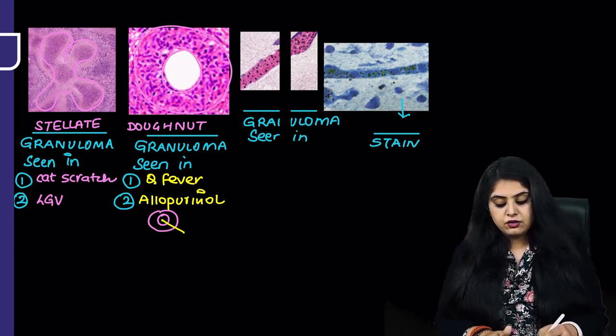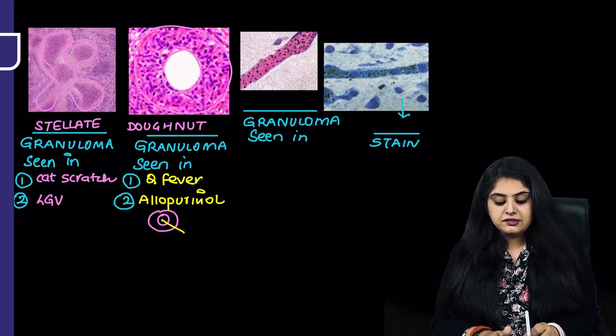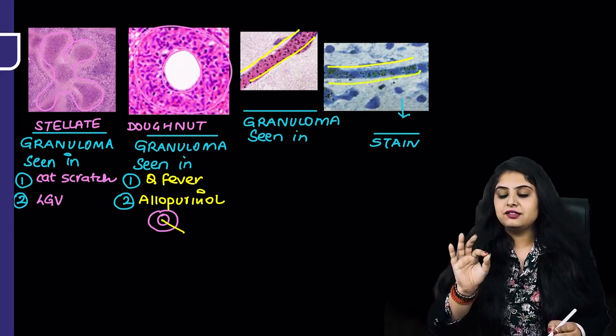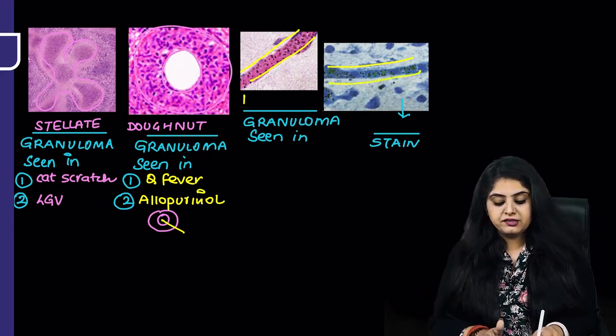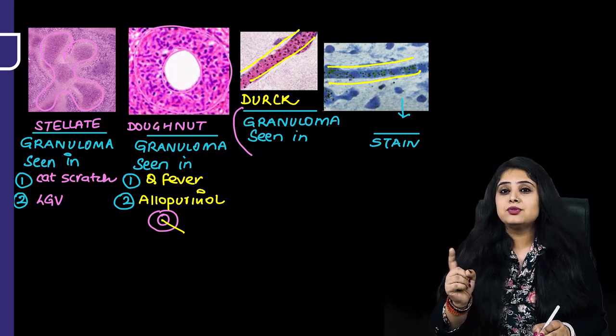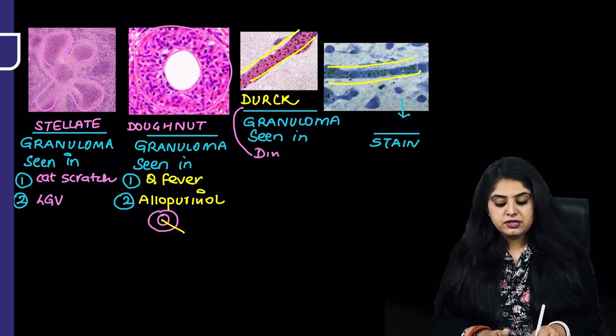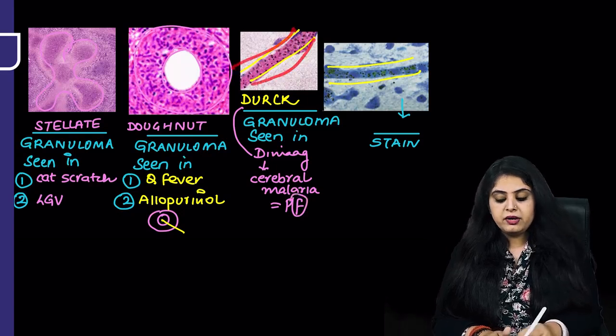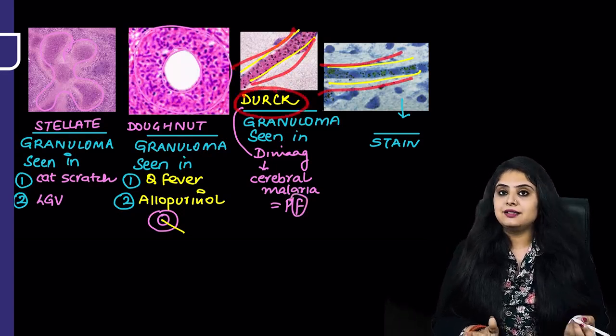Finally, coming to the granuloma, in which what can I see? I can see there are 2 parallel lines like this, and in those 2 parallel lines, I can see some dots. So those granulomas are referred to as the Dürck granuloma, and Dürck granuloma is seen in D for Dürck, D for Dimag, something to do with the brain. So remember, what in the brain am I seeing over here? I am seeing cerebral malaria, and when I say cerebral malaria, we all know I'm talking about Plasmodium falciparum. Yes, so Dürck granuloma is going to be seen in Dimag, that is cerebral malaria.